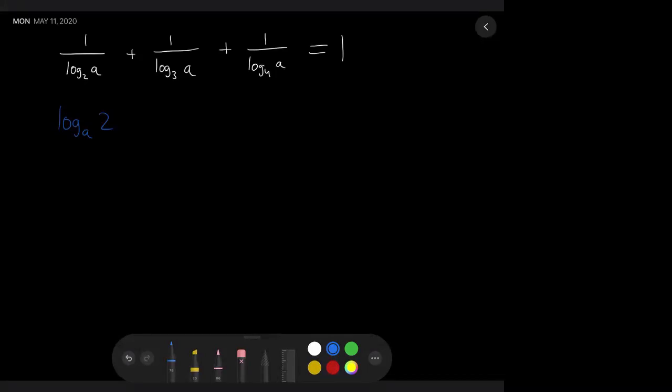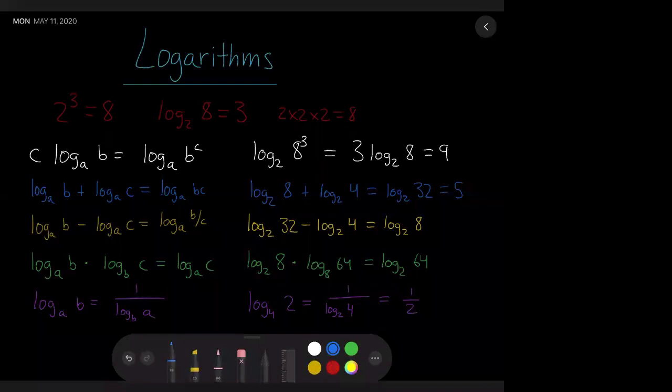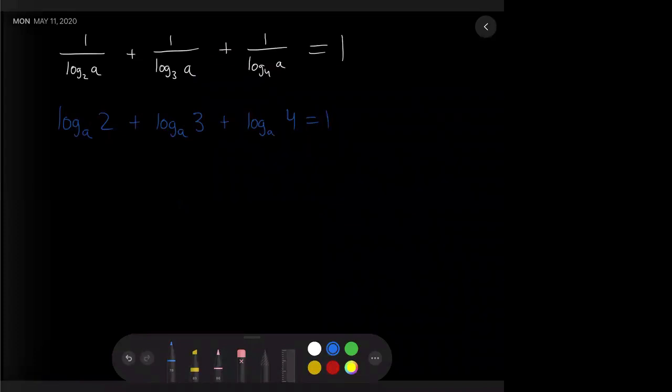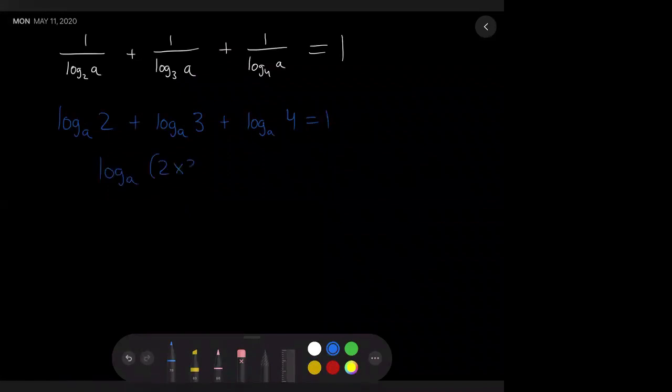And then we do the same thing for the other ones. Log base a of 3 plus log base a of 4 is equal to 1. So now you can add all these up, right? Remember this property, our blue property, where we can multiply the ones with similar bases if you're adding them together. So this should equal log base a of 2 times 3 times 4 is equal to 1.